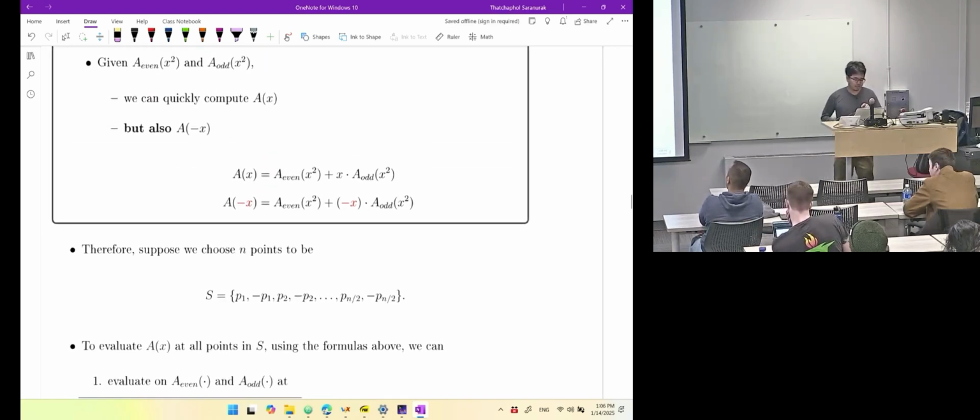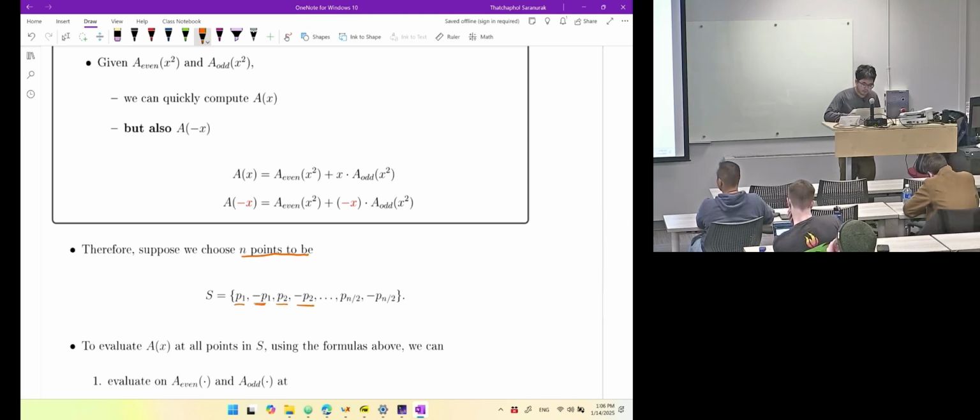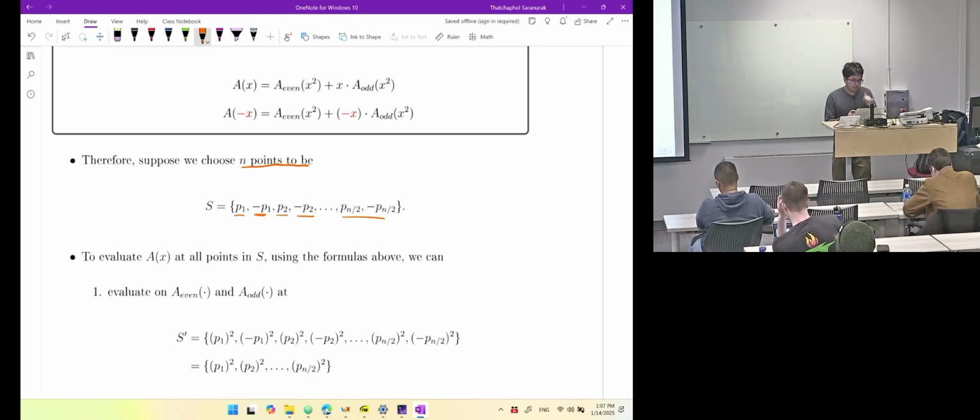Okay, so now suppose I do this. Suppose I choose the evaluation points to be like this: I have P1 and minus P1, P2 and minus P2, and so on, right? So there are n many points. They pair up, like a negation of each other. There are n over 2 many pairs. And then we're going to evaluate A even and A odd on the square of these things.